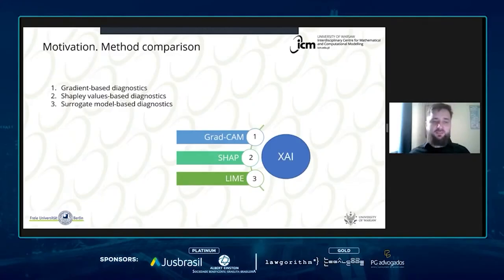The second method that is presented here is SHAP. It is a game theoretic approach that aims to explain the output of any machine learning model, and it generates explanations using the Shapley values from game theory and their related extension. And thirdly, LIME is an example of surrogate model-based diagnostic, and it builds a local interpretable model based on the perturbation of input data fed to the model.